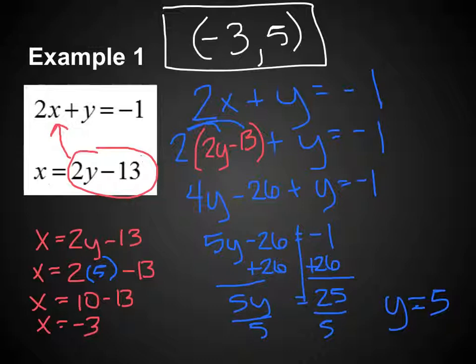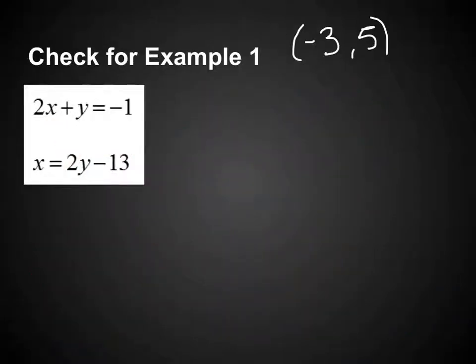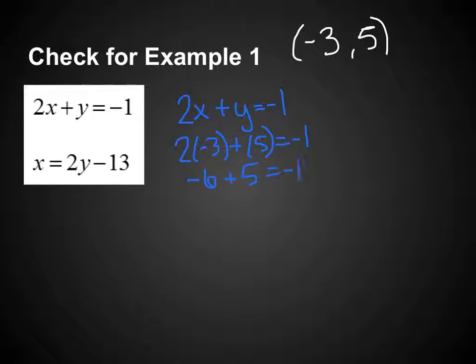We're going to plug in negative 3 for x and a positive 5 for y. So in our first equation, when we have 2x plus y equals negative 1, we plug in negative 3 for x. We plug in a positive 5 for y. So 2 times negative 3 is negative 6 plus 5. Negative 6 plus 5 is negative 1. So this works in the first equation. My ordered pair is a solution to that equation.